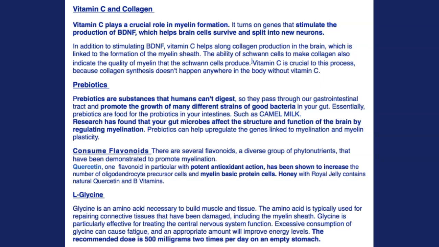Vitamin C and collagen. Vitamin C plays a crucial role in myelin formation. It turns on genes that stimulate the production of BDNF, which helps brain cells survive and split into new neurons. In addition to stimulating BDNF, vitamin C helps along collagen production in the brain, which is linked to the formation of the myelin sheath. The ability of Schwann cells to make collagen also indicates the quality of myelin that the Schwann cells produce. Vitamin C is crucial to this process because collagen synthesis doesn't happen anywhere in the body without vitamin C.